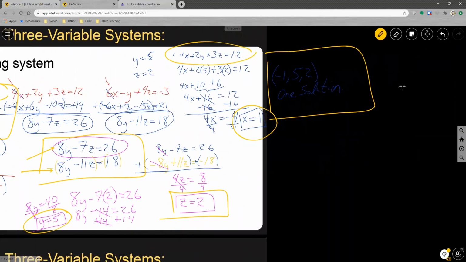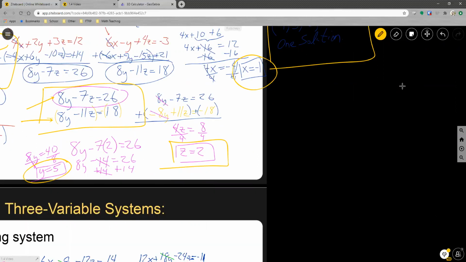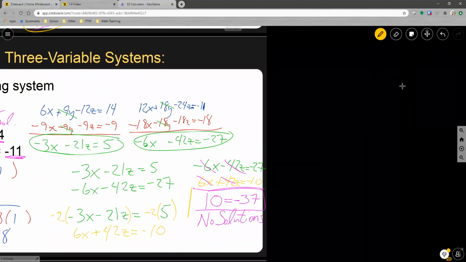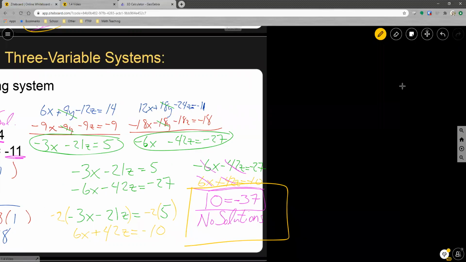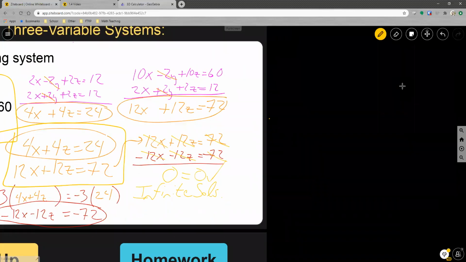So we follow that process. So we either get to one solution, we get to a situation that breaks the equation, no solutions, or we get to a situation that's always true, 0 equals 0, or x equals x, or 3 equals 3, or whatever, and that's going to be infinite solutions.